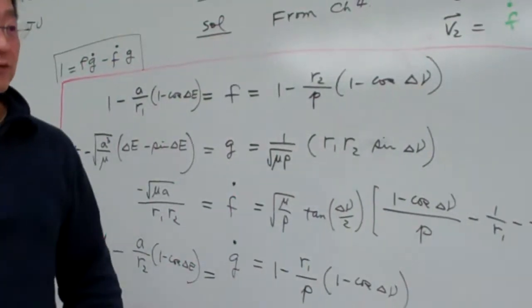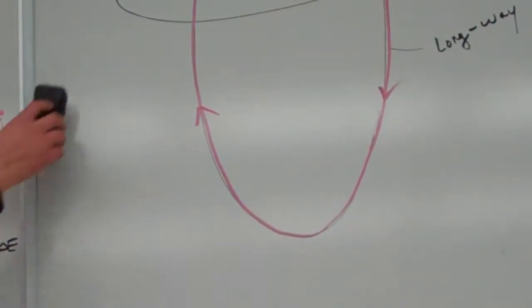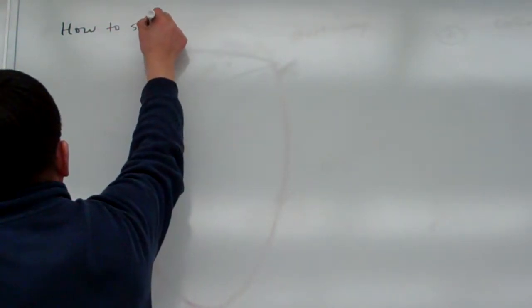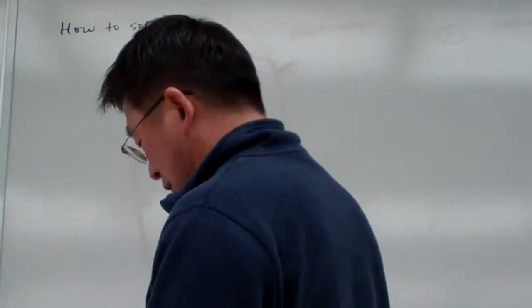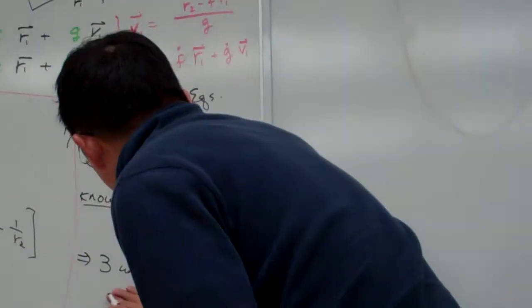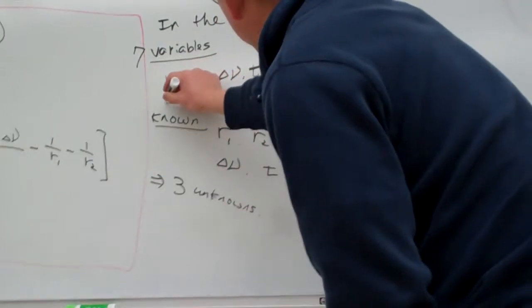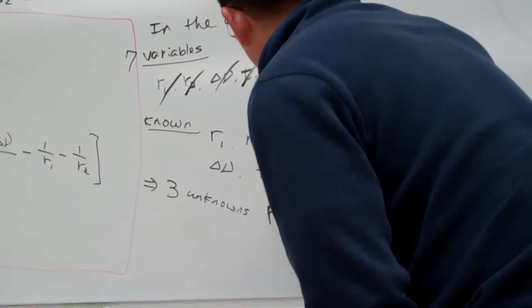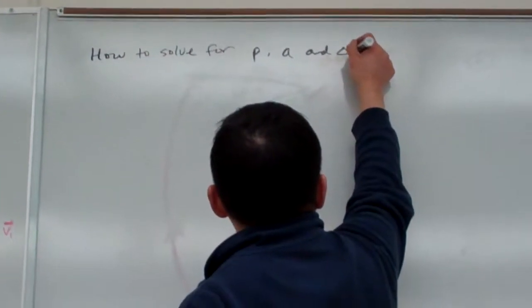Okay, so now the issue is how to solve for this. Right now we know this, this, this, and this. So the three unknowns are P, A, and delta E. So how do we solve for P, A, and delta E?